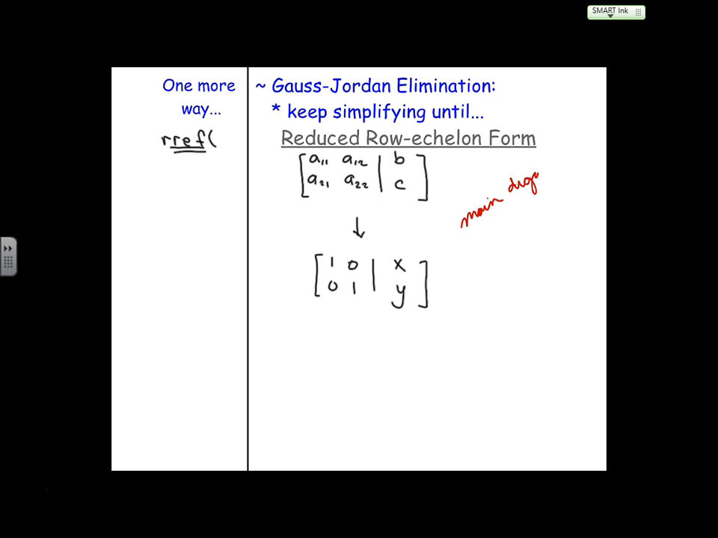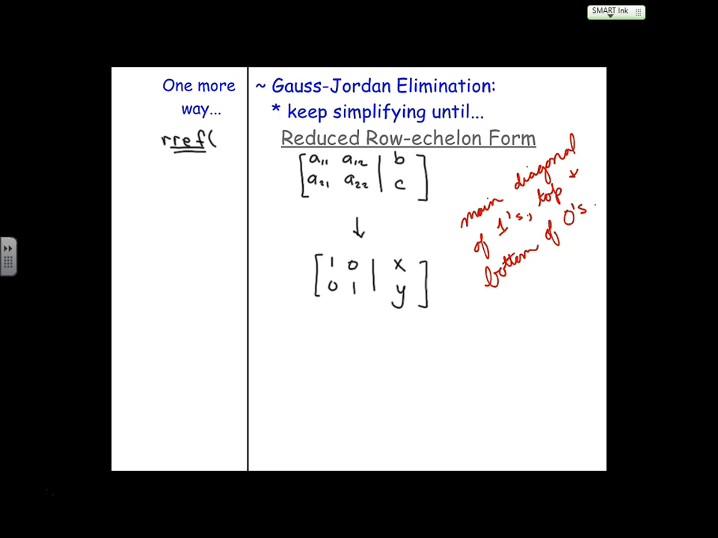A main diagonal of ones. And then top and bottom of zeros, whereas row echelon form was only bottom of zeros. Now, hold on. We did a row echelon example at the end of yesterday, top and bottom of zeros.